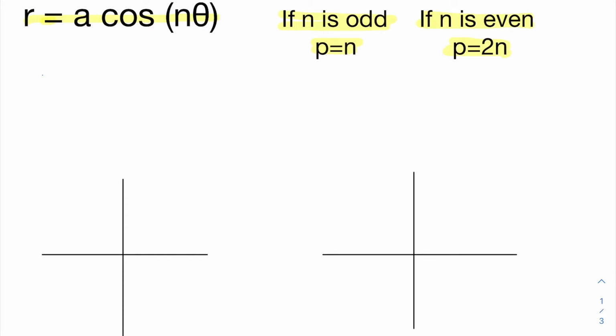So first we'll start with if n is odd. So if n is odd, then let's try an example. Let's do r equals 2 cosine 3 theta. Let's talk about what this would look like. So here, n is odd, which tells us that we're going to have a total of 3 petals.